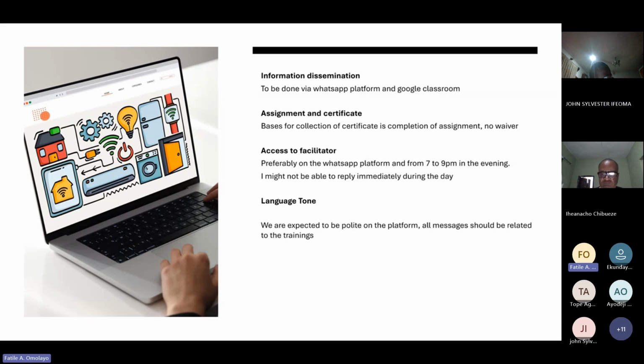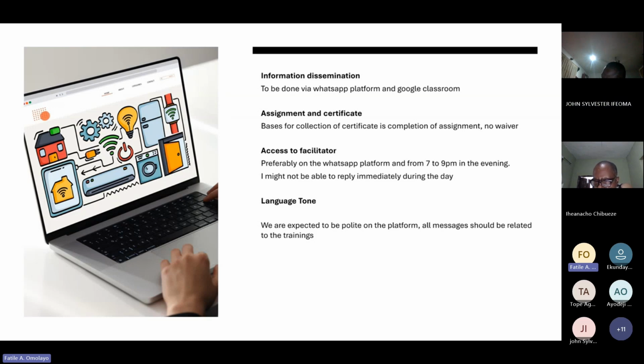Access to facilitator. Preferably, I would prefer a WhatsApp platform, if you really want to talk to me. 7 to 9 p.m. in the evening is the time. But during the day, a WhatsApp message should do. I might not be able to reply immediately, but when I see your message and I have a chance, I will be able to answer all your queries.